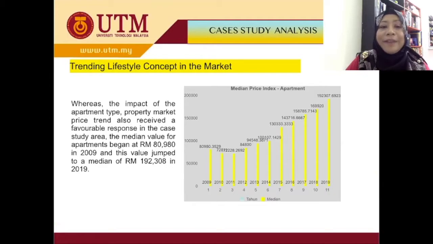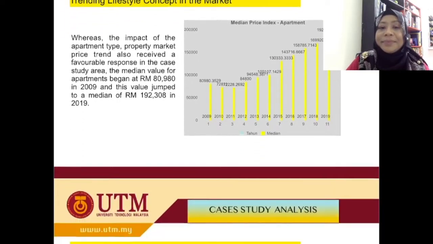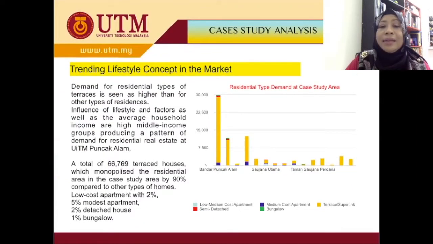While for the lifestyle in the apartment, the median price index shows that the price also received a favorable response in the case study. The median value for apartments began at 80,980 in 2009, and the value jumped up to a median of 192,000 in 2019. This shows the residential type demand in the case study.